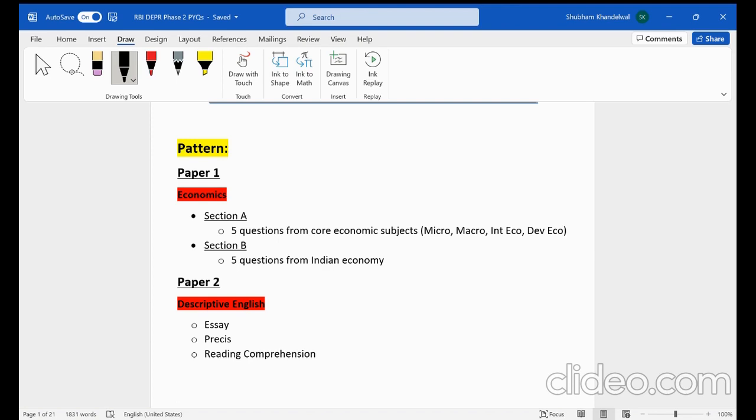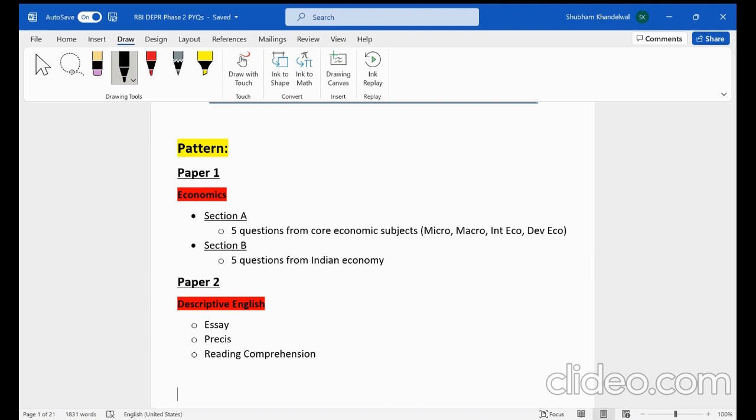In paper one, the economics paper, you will be provided an answer sheet, and on that answer sheet you have to write the answers to the questions. The questions will appear on the computer screen. From there you will access the questions and write the answers on the answer sheet provided. There is no word limit here, so you can write as much as you want, but of course there is a time constraint: you have 3 hours.